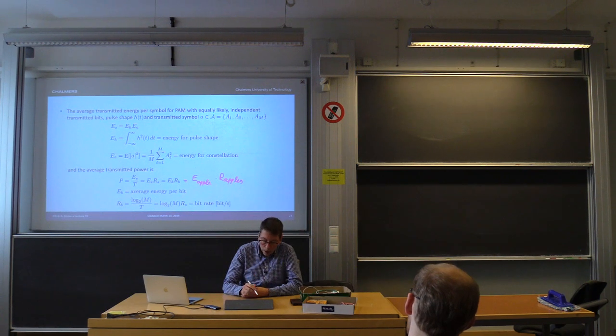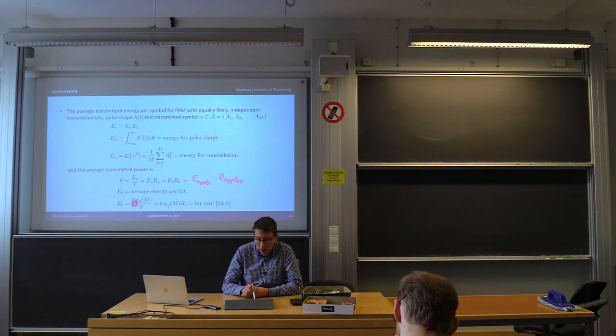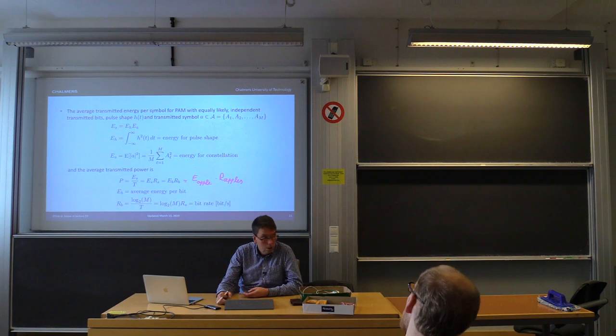Okay. So E_B here is the average energy per bit, and then the data rate, which we care about, is log2 of M divided by T, and log2 of M is the number of bits per symbol. Questions?